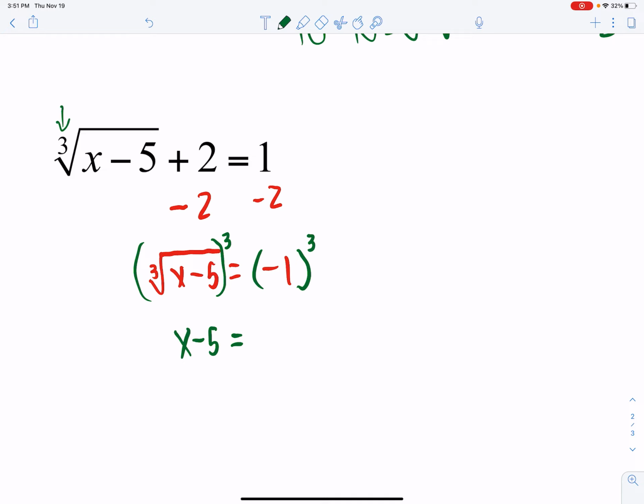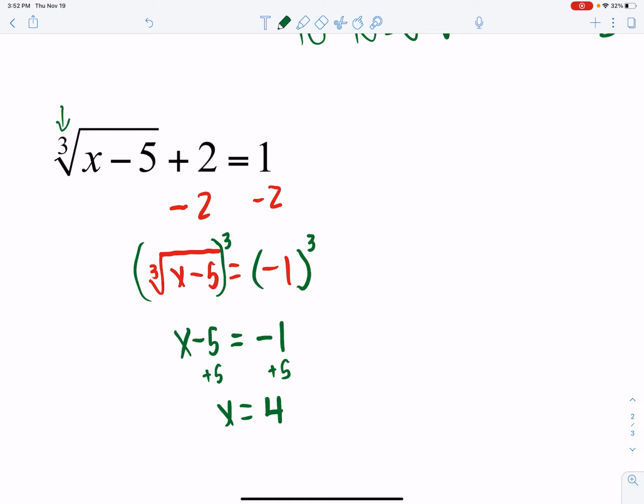On the right side, negative 1 times negative 1 times negative 1 is negative 1. And then to finish, you add 5 to both sides, and you end up with x is equal to 4.